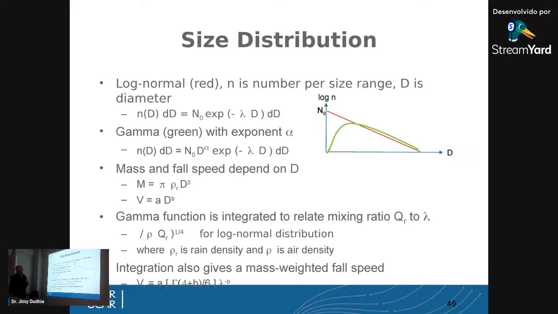That's given by this function here. So the number is just a function of the diameter. And there's the other parameters, alpha and lambda. Lambda itself depends on just the mass concentration of the rain, for example. These are other relations that are used in the model. The mass of the particle depends on the diameter cubed for liquid at least. And then the fall speed depends on the diameter as well. And then you also need a mass-weighted fall speed because you have a size distribution. So you have a mass-weighted fall speed, which you have to compute by integration.